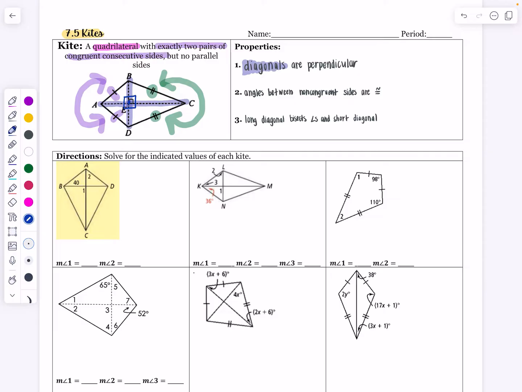They're going to be perpendicular to each other. They're going to be crossing each other at 90 degrees. So our diagonals are going to be perpendicular in a kite every single time. That is also the case for a rhombus, and so this is going to be true of a kite.